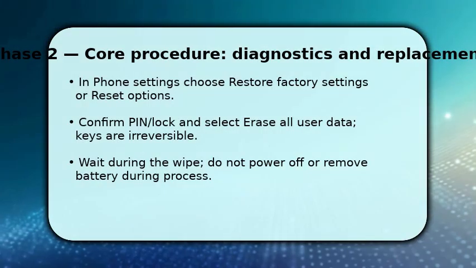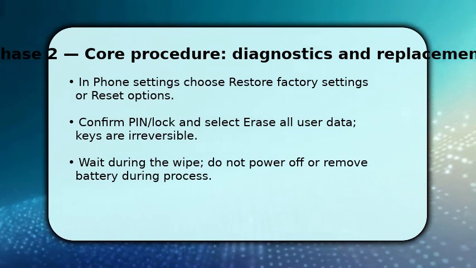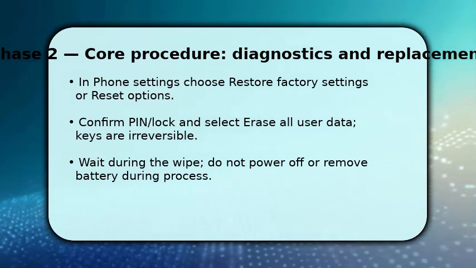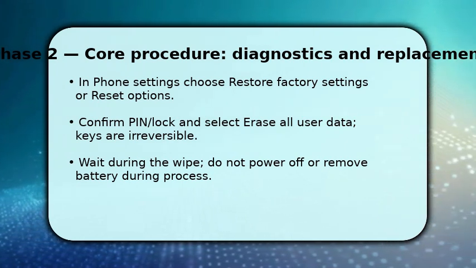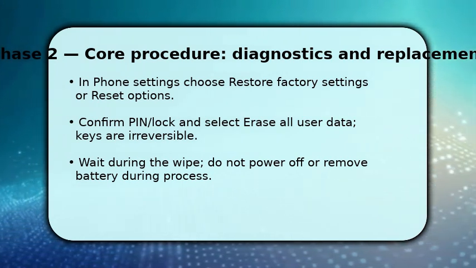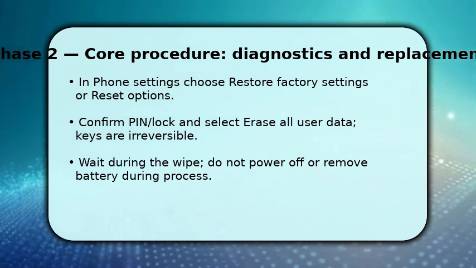Once in Phone Settings, choose Restore Factory Settings and then Reset Options. This triggers the device wipe. When prompted, enter your PIN or lock code to confirm. This prevents accidental resets. Select Erase all user data to clear apps, accounts, and files. Know that this action is irreversible.